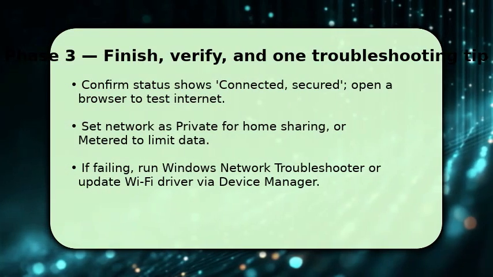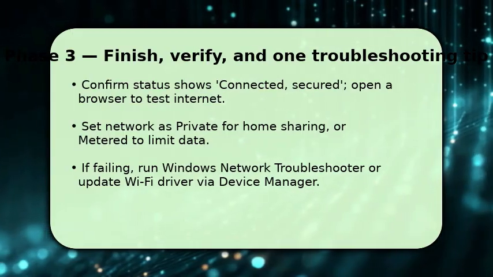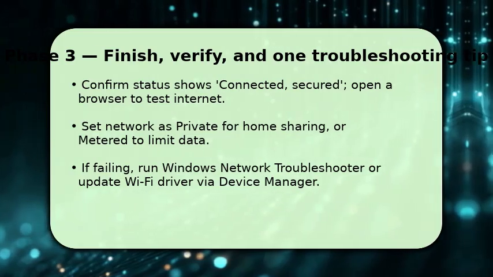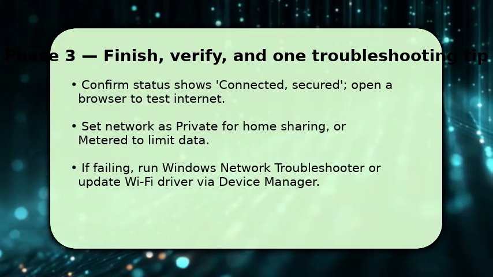When Windows displays Connected, Secured, confirm by loading a web page. This verifies DNS and gateway are working. If you want device discovery, set the network to private in Settings. Alternatively, mark it metered to control background updates.